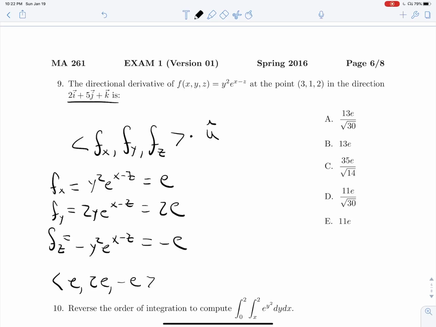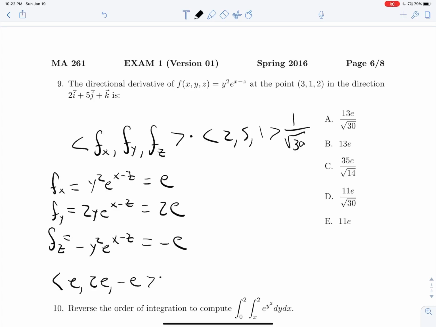We know that the direction that we're pointing in is given by this vector here. Let's see, I'll write this out: 2, 5, 1, and we need to find the magnitude of that. Well, that's just going to be 25 plus 4 plus 1, so 30. So we need to divide everything by root 30, and we have our unit vector.